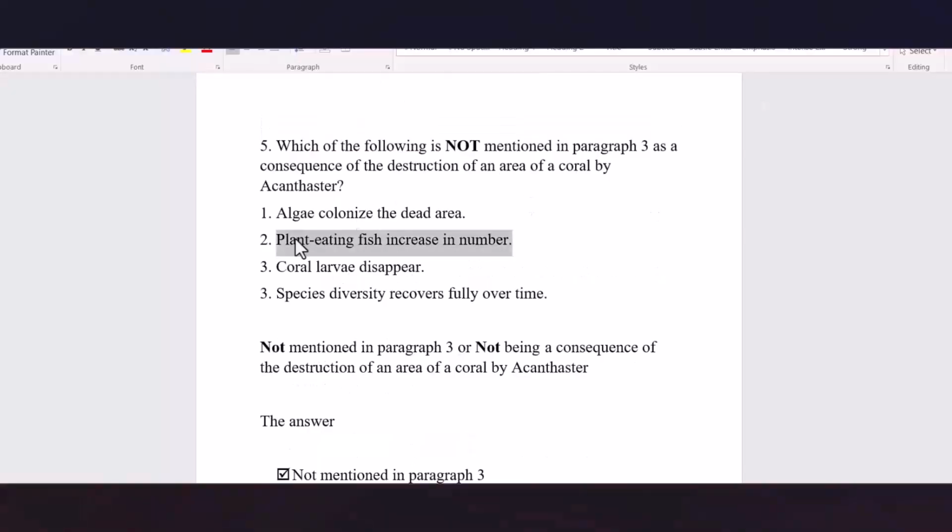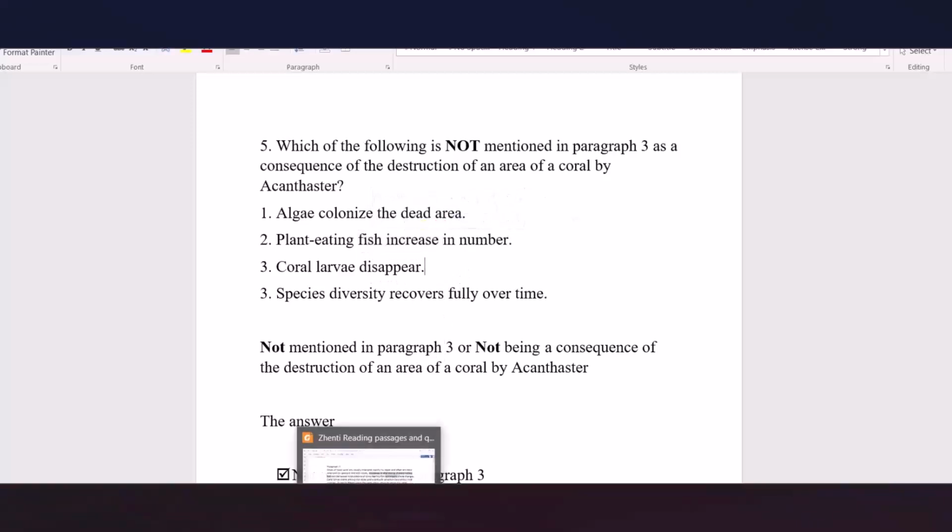The second option, plant-eating fish increase in number. Like the first option, there is an interesting grammatical point here, and that's that fish, as we know, is both singular and plural. Actually, the plural form of fish is again fish, and the author has meant the plural form of fish because the verb is employed in plural form, and we have an agreement between this verb increase and the subject, that is fish.